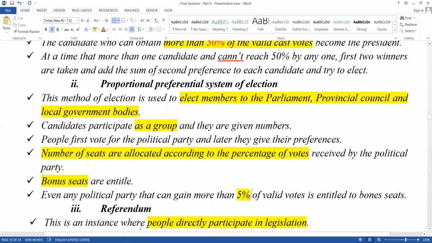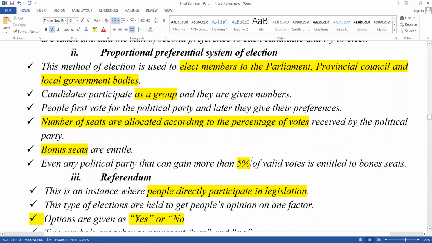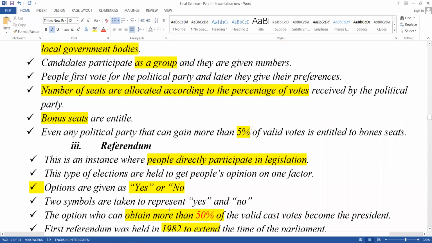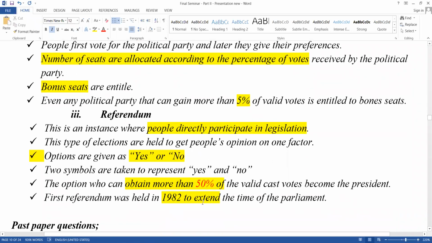Referendum is this one, highlight that one. This is a kind of election in which people directly participate in legislation. And here they vote in the form of yes or no. And the option that gets more than 50% wins. In 1982 only, we had a referendum in our country to extend the term of the parliament. Now we'll go to past paper questions.